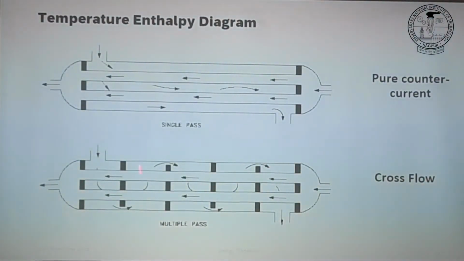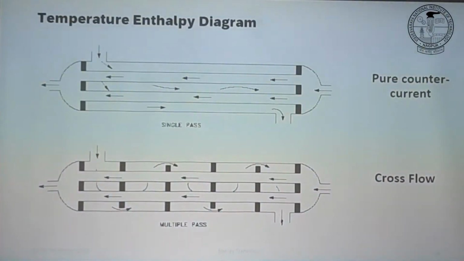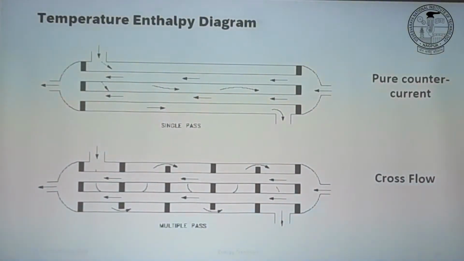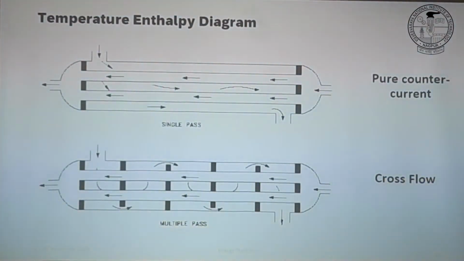So delta P going from here to here, your flow length is increased, your area is reduced, delta P is much higher. So delta P is higher means pumping cost is more. So that's your OPEX increase.